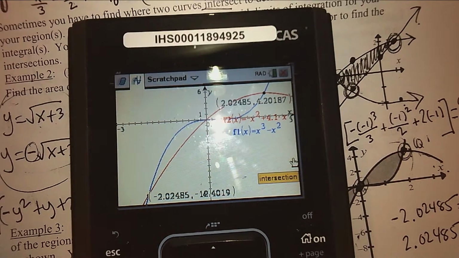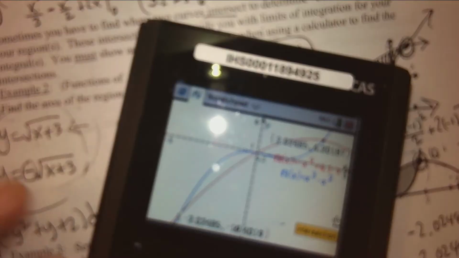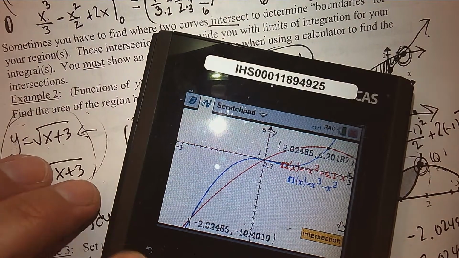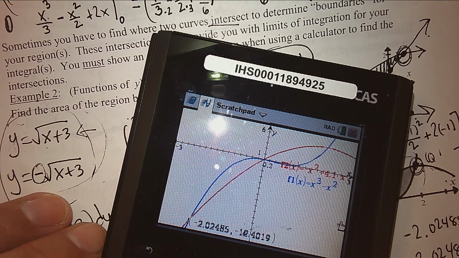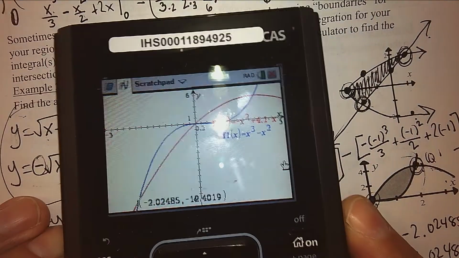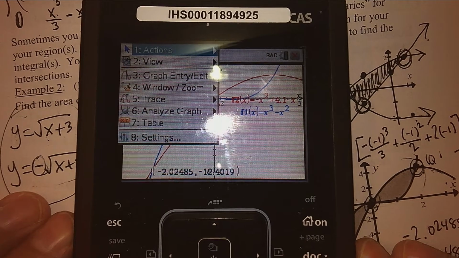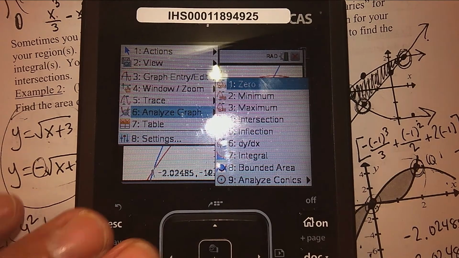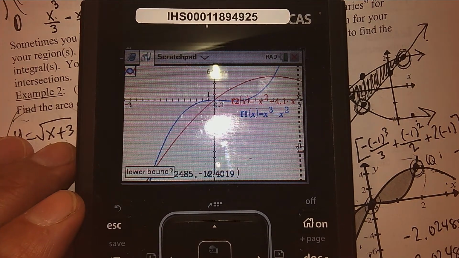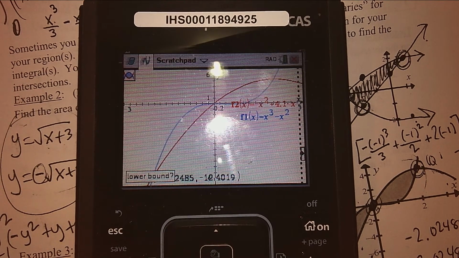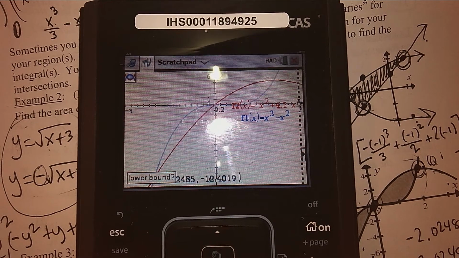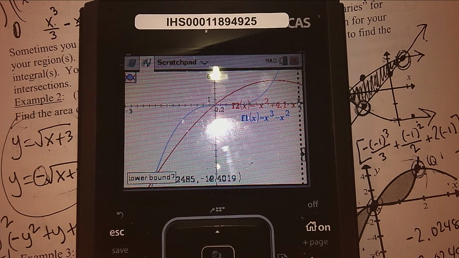All right, now let's go back to our calculator. What's the setup going to look like now? So again, I'm going to go Control Escape to get rid of the points of intersection. I'm going to go to Menu, and I'm going to press Analyze Graph, and I'm going to press 8 for bounded area. And so what's my lower bound? I'm going to type in negative 2.02485, and then press Enter.